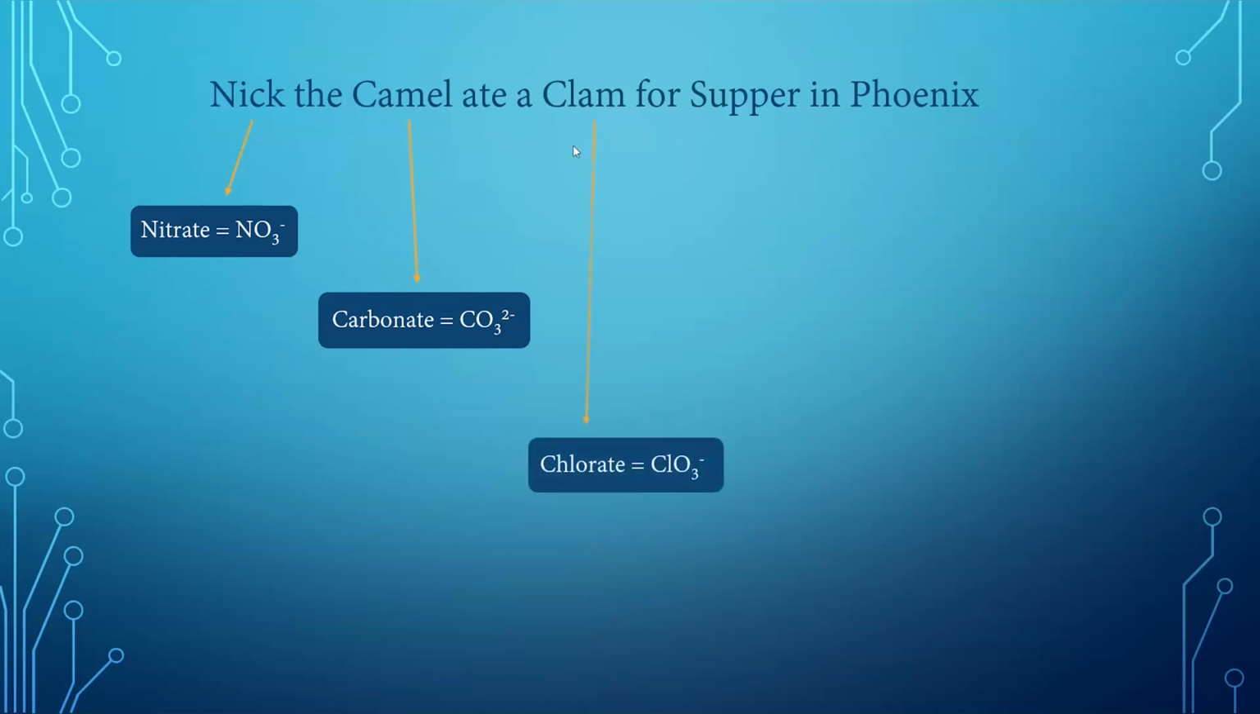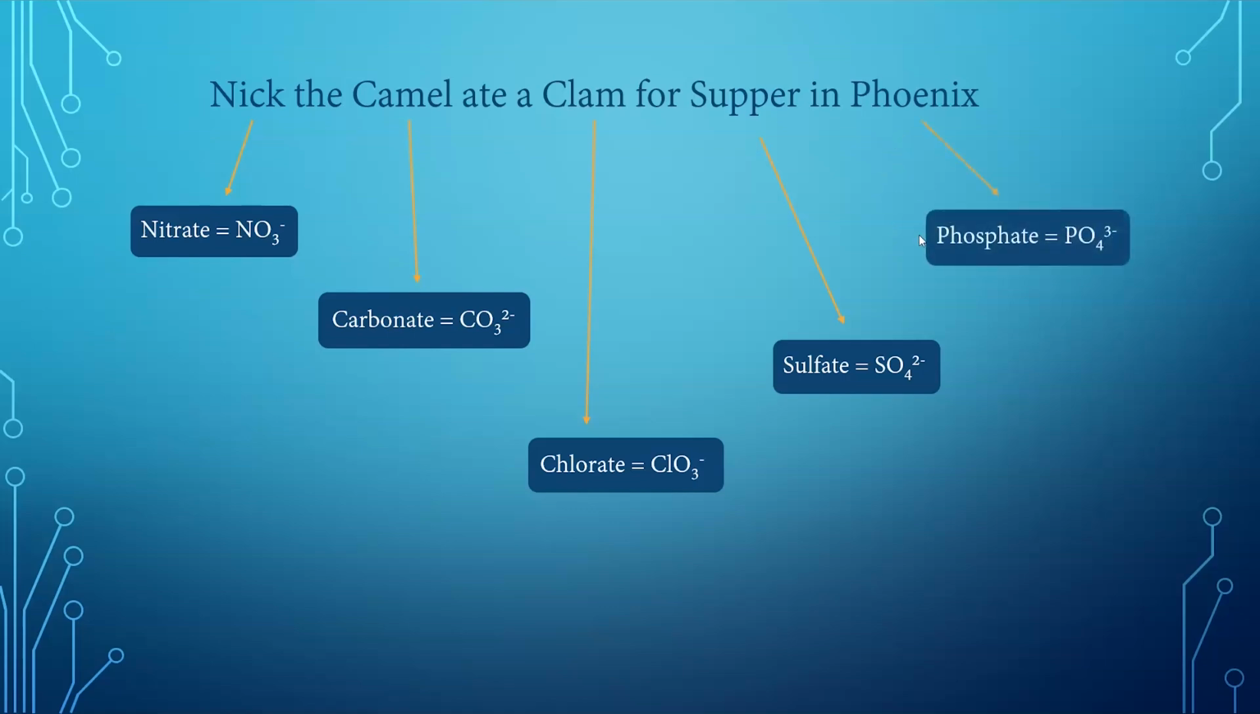Clam for chlorate, we have 1, 2, 3 consonants, thus 3 oxygens. 1 vowel, -1 charge. Supper for sulfate, there are 1, 2, 3, 4 consonants, thus 4 oxygens, and there are 2 vowels, giving it a -2 charge. And finally, Phoenix gives us phosphate. We have 1, 2, 3, 4 consonants for our 4 oxygens, 1, 2, 3 vowels, a -3 charge.